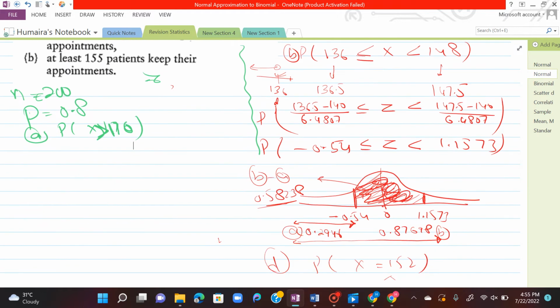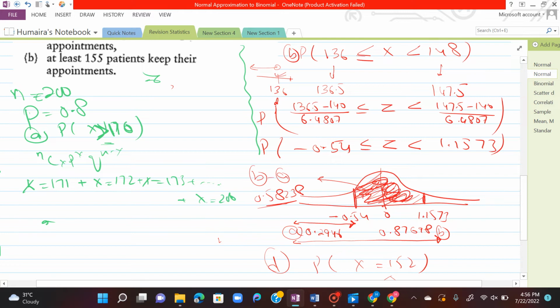Now if I start applying the discrete approach, I know that for discrete data we apply the binomial distribution, nCx p^x q^(n minus x). If I start applying this over here, it will be for x equals 171, for x equals 172, for x equals 173. How long do I have to go? For x equals 200. For around 30 values, I have to apply this formula. So that's why it's not a smart way. It's not wrong, but it's not a smart way.